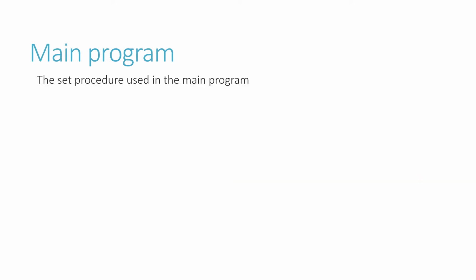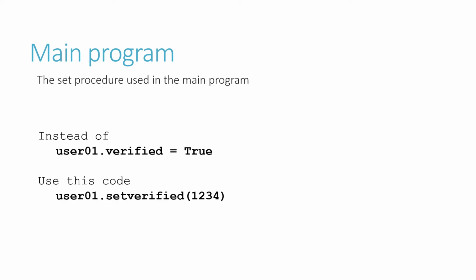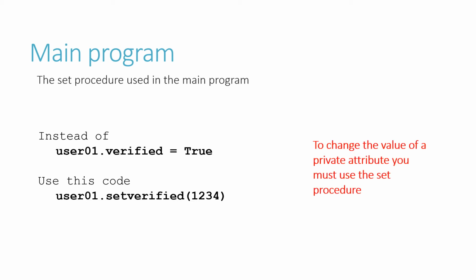In the main program, we could normally just alter the value of an attribute. For example, user01.verified is true, but if the attribute was set to be private, we'd have to use the set procedure, and this would have exactly the same effect. It would set verified to true, but we're doing it through a method instead of doing it directly with a command in the main program. So you must use this procedure whenever you want to change the value.